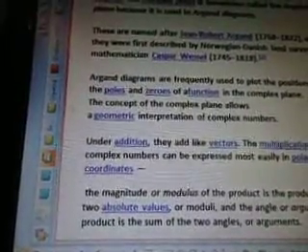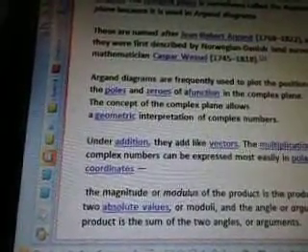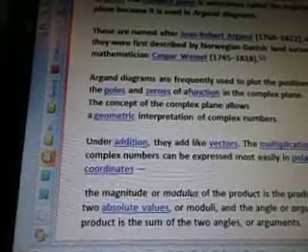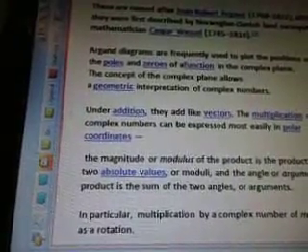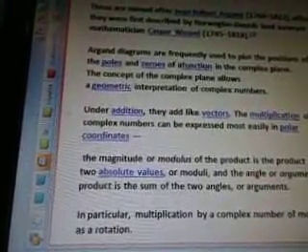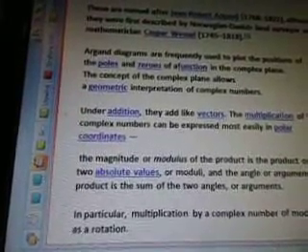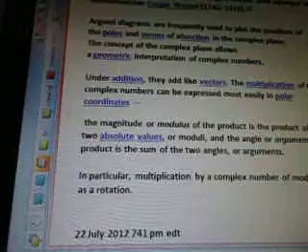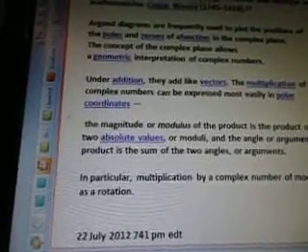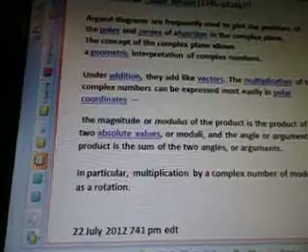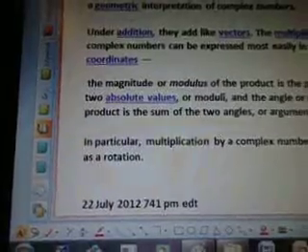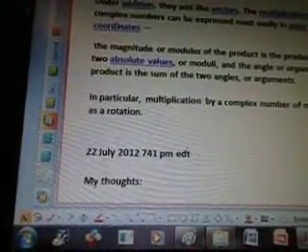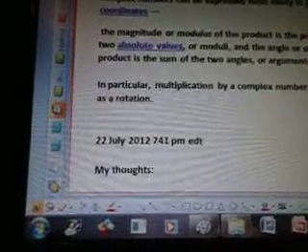Argand diagrams are frequently used to plot the positions of the poles and zeros of a function in the complex plane. The concept of the complex plane allows a geometric interpretation of complex numbers. Under addition, they add like vectors. The multiplication of two complex numbers can be expressed most easily in polar coordinates. The magnitude or modulus of the product is the product of the two absolute values, or moduli, and the angle or argument of the product is the sum of the two angles or arguments. In particular, multiplication by a complex number of modulus 1 acts as a rotation.